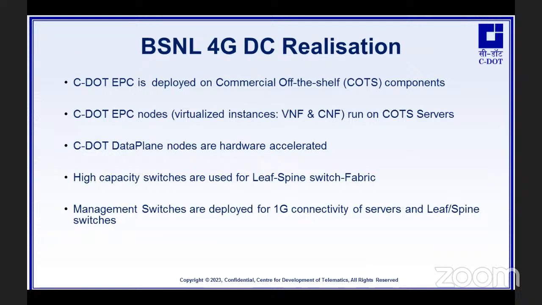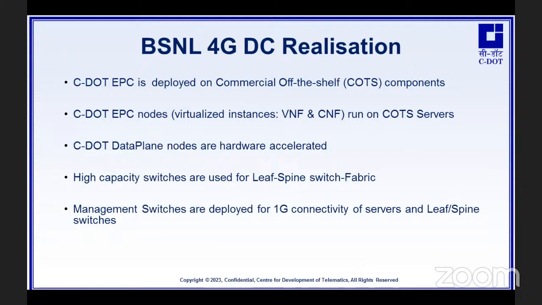High capacity switches are used for leaf spine switch fabric. So the leaf and spine switches, each of them, the ports have the capability to support up to 100G bandwidth. That's why we say they are high capacity switches. Management switches are deployed for 1G connectivity of servers and leaf spine switches. So for the out of band management, for accessing the servers and the leaf and spine, we have a dedicated management port. That 1G connection is done on a separate switch, that is the management switch.